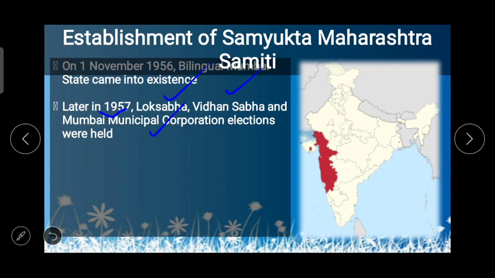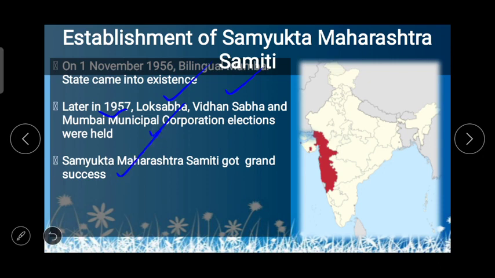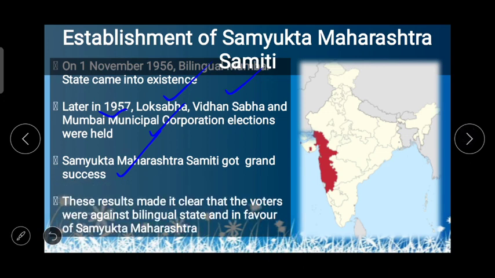It means this bilingual state was established on 1 November 1956. But in 1957, Lok Sabha, Vidhan Sabha and Mumbai Municipal Corporation elections were held, and what happened there? Samyukt Maharashtra Samiti got grand success in that. These results made it clear that voters were against bilingual state and in favor of Samyukta Maharashtra. So, through the votes given by the people, it was very clear that the common people were against bilingual state and in favor of Samyukta Maharashtra.